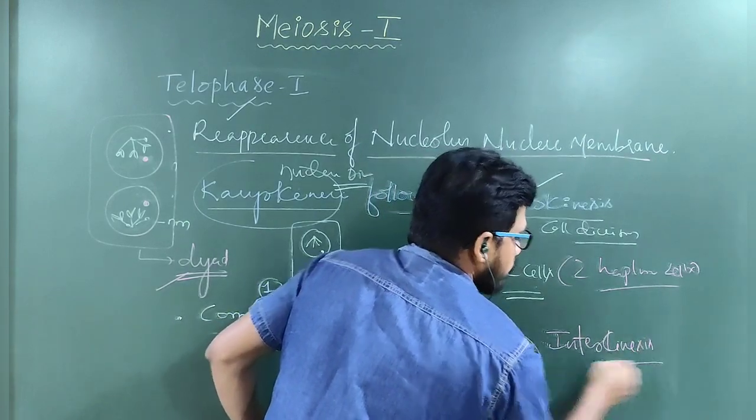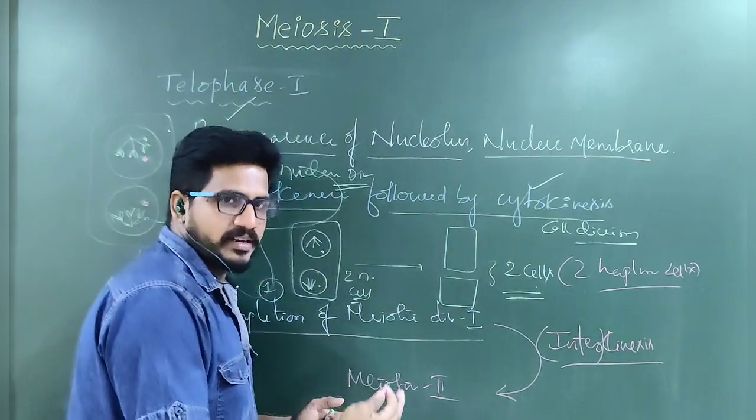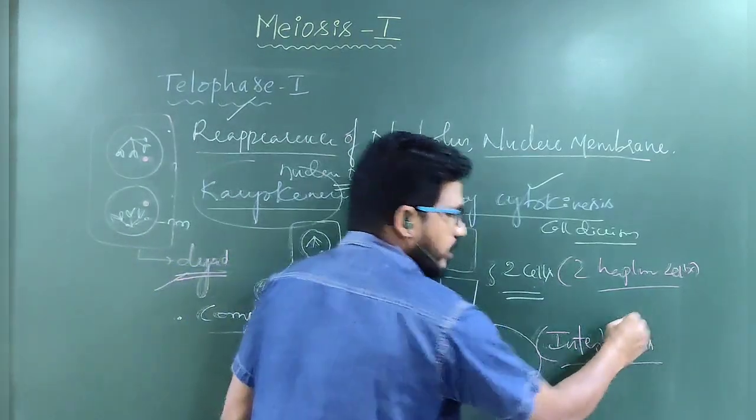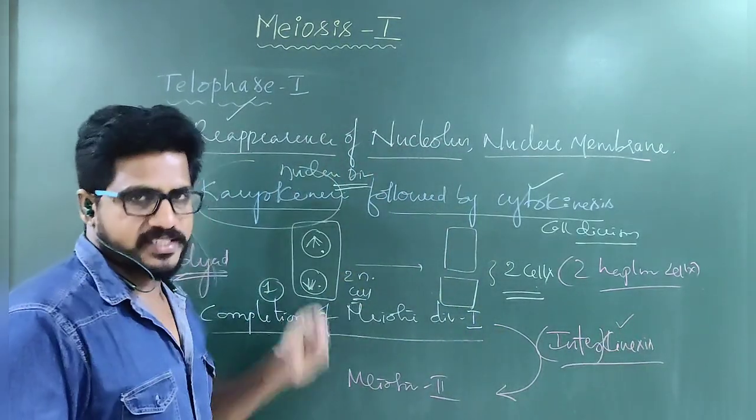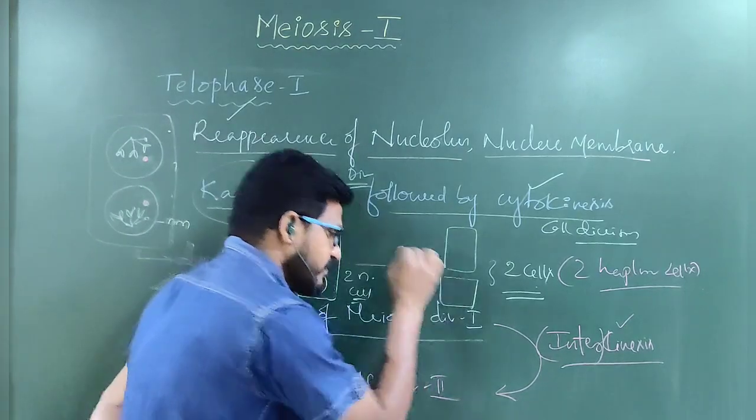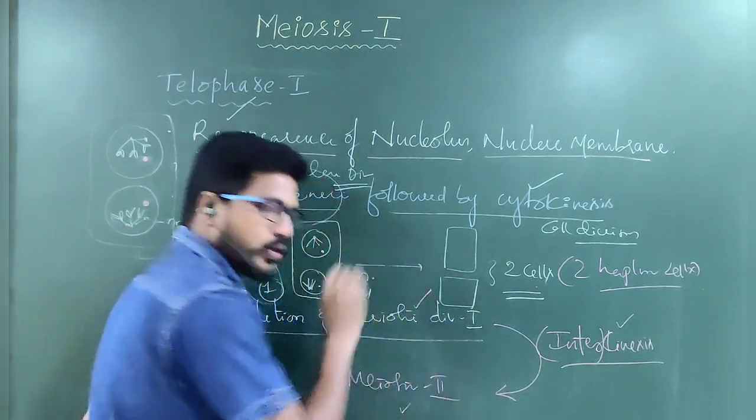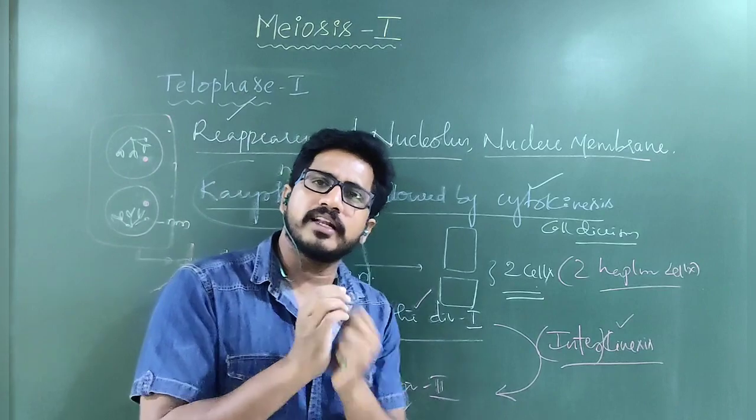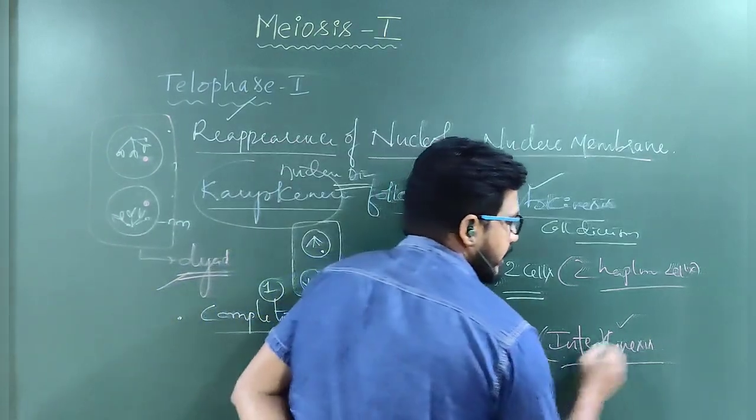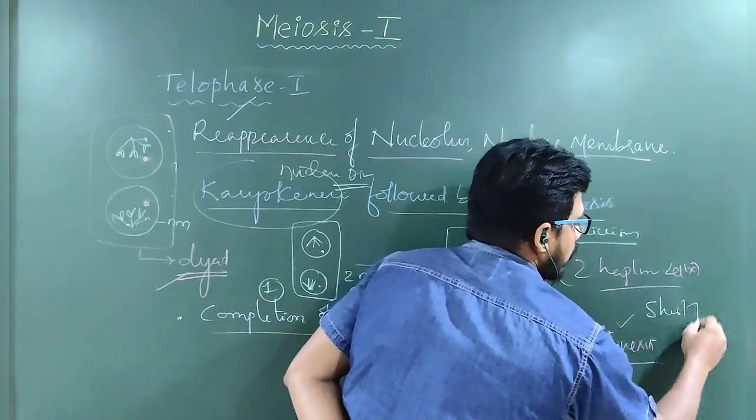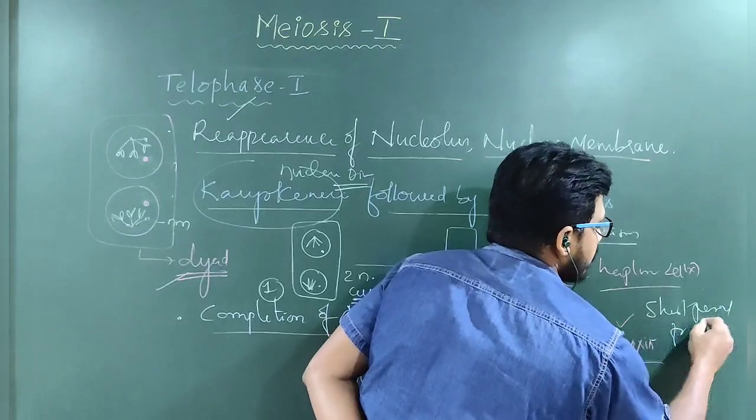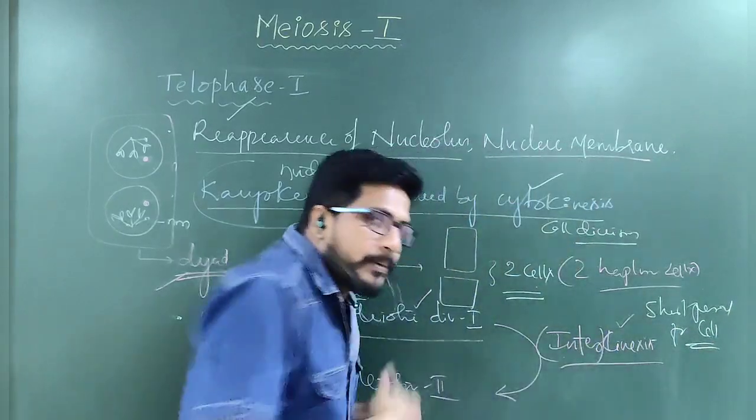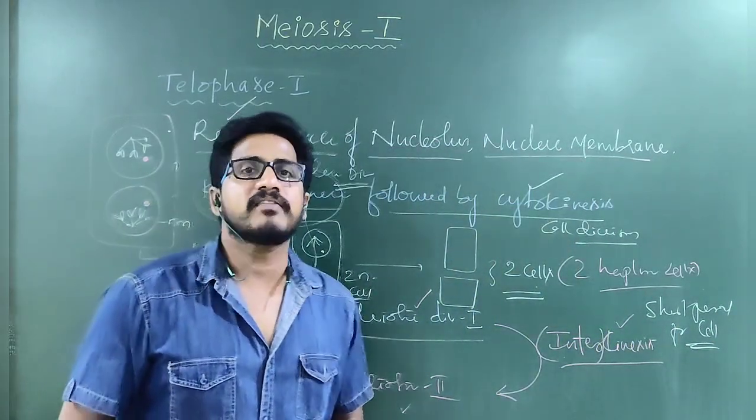Interkinesis. So inter means what? Gap, between, a space. Kinesis means what? Division. Between two divisions. What are the divisions? Meiotic division 1 and meiotic division 2. There was a short-lived space. This is called interkinesis, a short period for the cell. Here it will be prepared very quickly for the equal division.